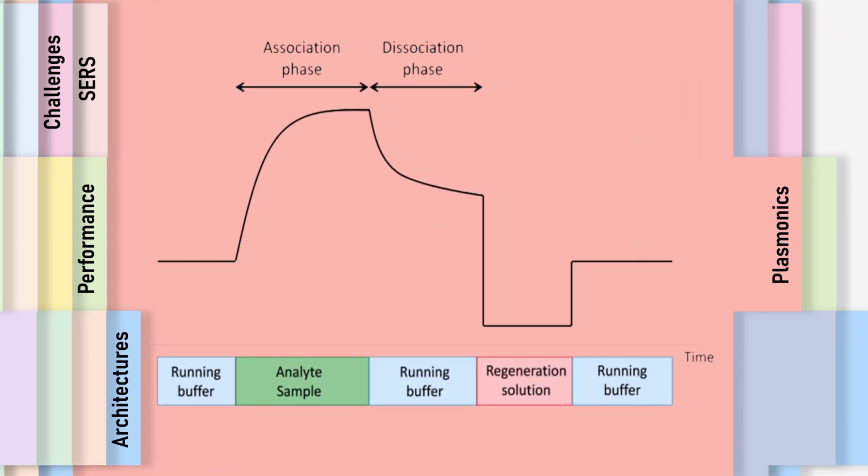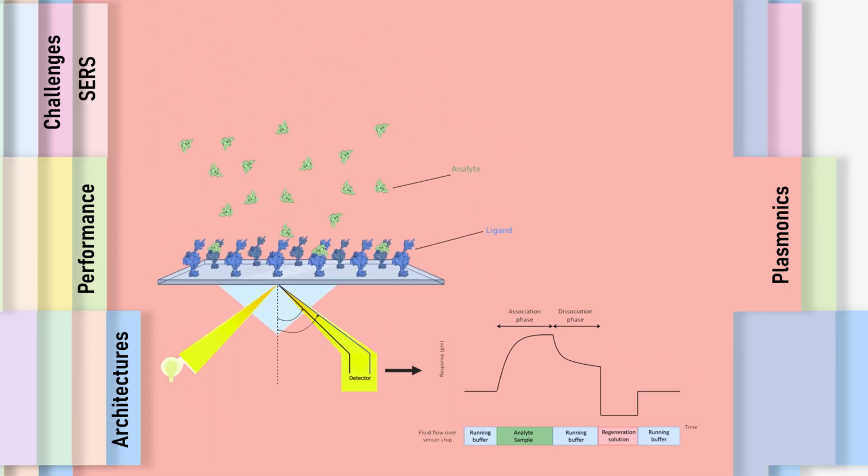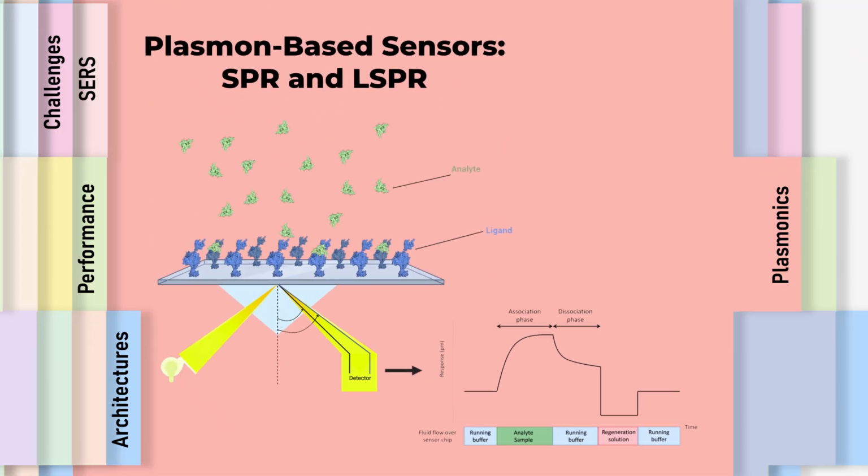If the analyte binds near the surface, it changes the local refractive index. This shift changes the resonance condition. It appears as a shift in the dip position in the reflected light spectrum. This shift allows us to measure analyte concentration.